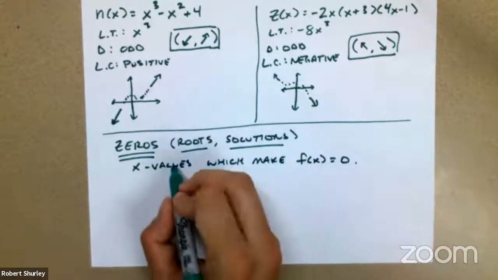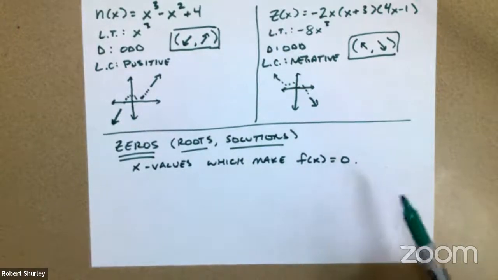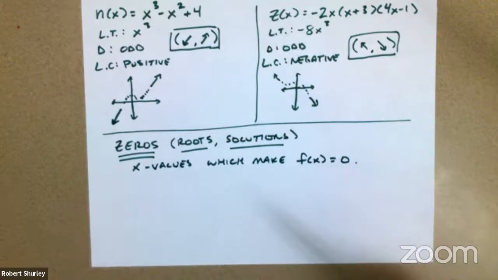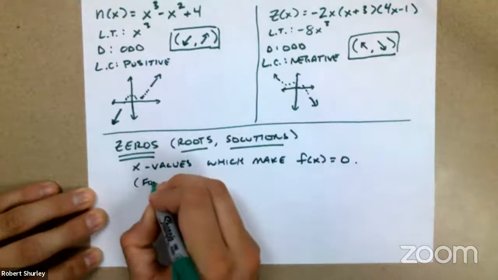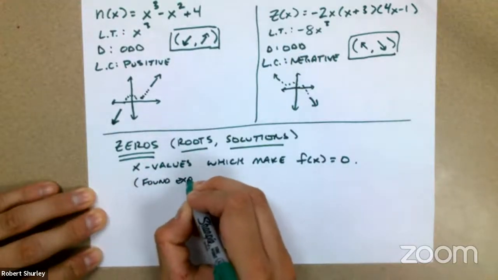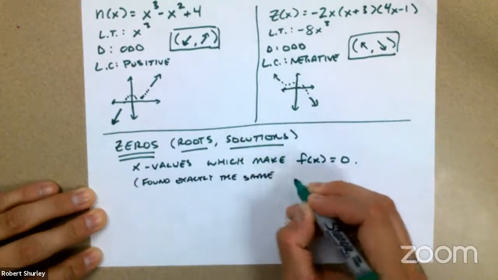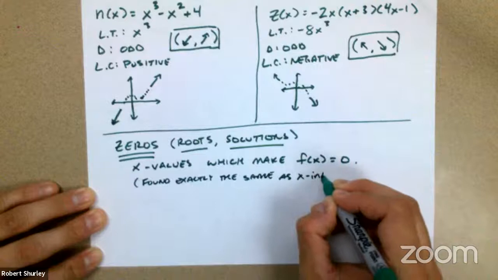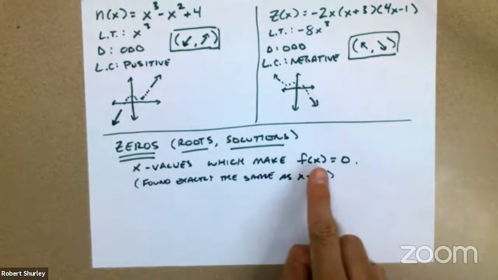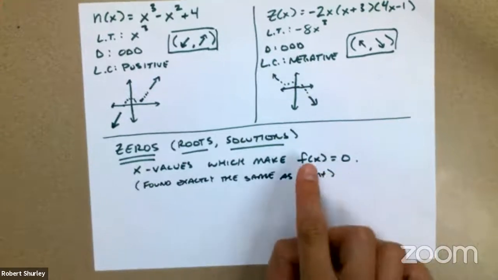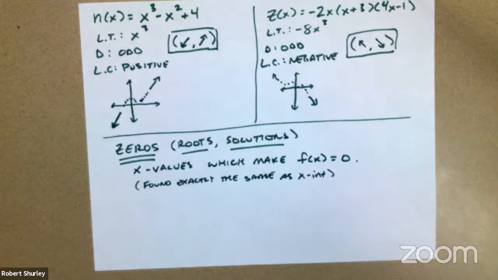And I know what you're thinking. You're thinking, hey, that looks really familiar. Isn't that just x-intercepts? And for now, you're right. I'm going to put that in parentheses: found exactly the same as x-intercepts. Remember, an x value, this is just a fancy way to say y. So when y equals 0, the x value for where y equals 0 turns out to be just an x-intercept.